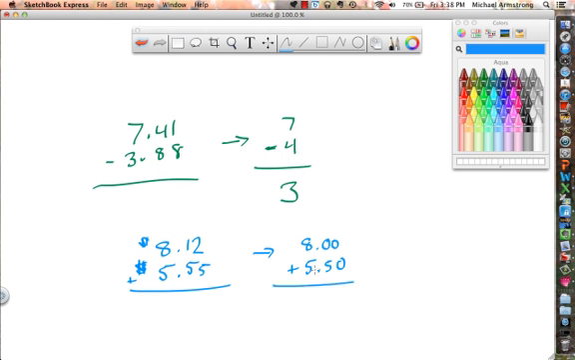And so if we add these, we can think that $8 and $5 is $13, and we have 50 cents. Between these two, 0 and 50 cents is 50 cents. And we're done. So 13.50 is our answer. And I think that's a good way for you to do that.